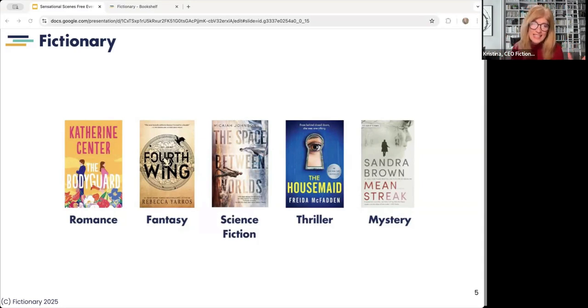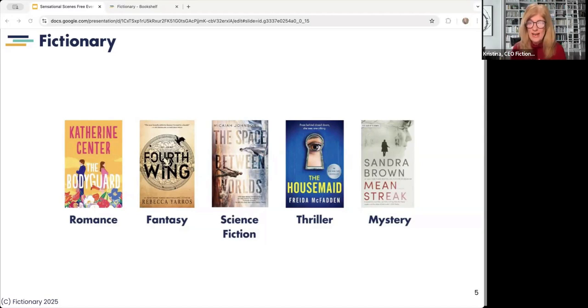In a fantasy, like Fourth Wing by Rebecca Yarros, the reader is looking for, will good triumph over evil? That's the main high-level goal that falls right into all of fantasy. Then we have science fiction, and this is Space Between Worlds by Micaiah Johnson. The big question for science fiction is what impact will technology, or advanced technology, have on humanity? That's what the reader's looking for there.